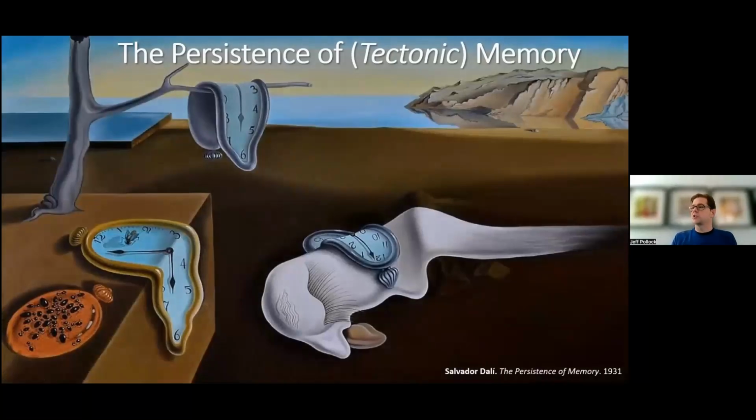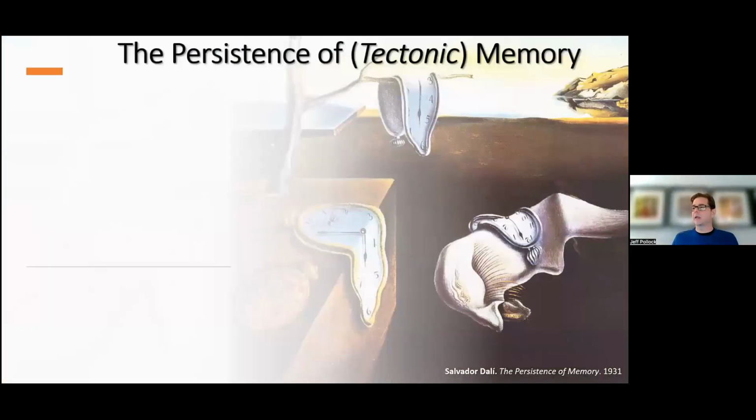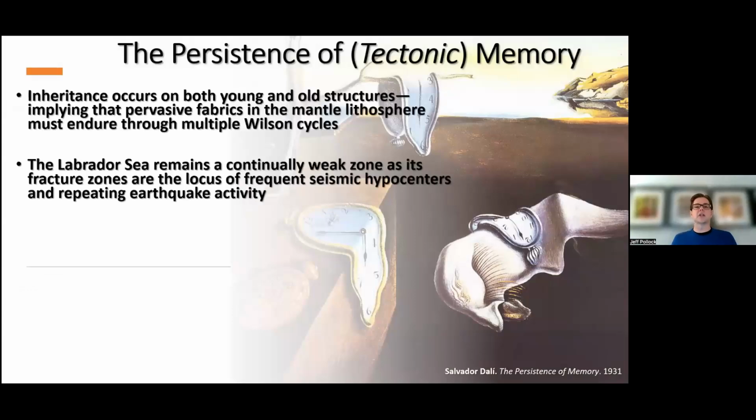The Labrador Sea is unique because that ocean doesn't parallel old oceans. It cuts them at 90 degrees into the continent. So we don't see this elsewhere. And so I guess the last takeaway, what are the keys that we see of tectonic memory, is that inheritance in the modern crust occurs on both old and young tectonic structures. So that mantle fabric must exist through multiple Wilson cycles.